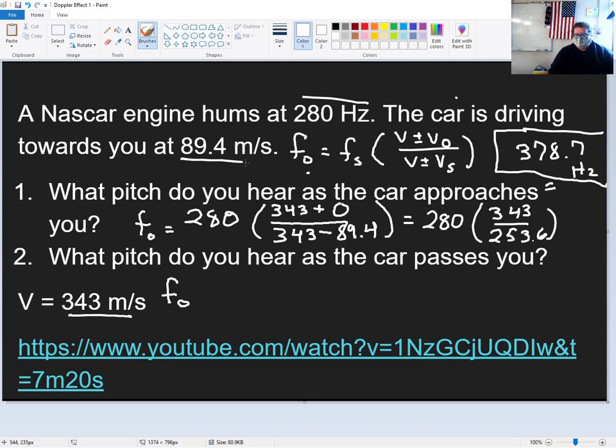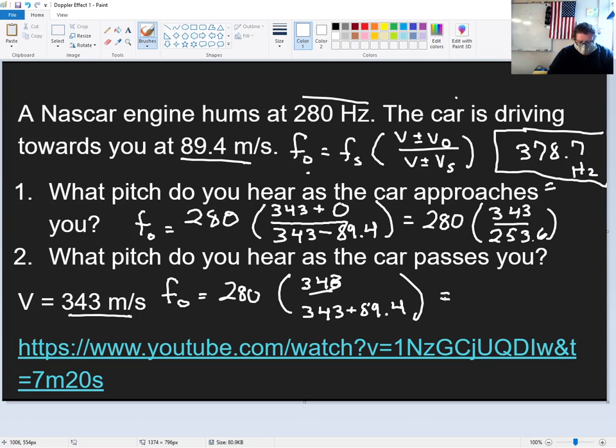The car is going to keep going the same speed, presumably. There's no information to tell us it's going to change. So the only thing that changes is this sign. Instead of minus 89.4, it's going to be plus 89.4. So it's the exact same thing: 343, the observer is still not moving, 343 divided by, on the bottom, 343 plus 89.4.